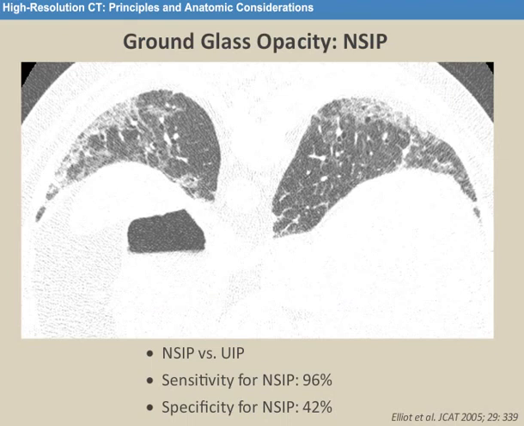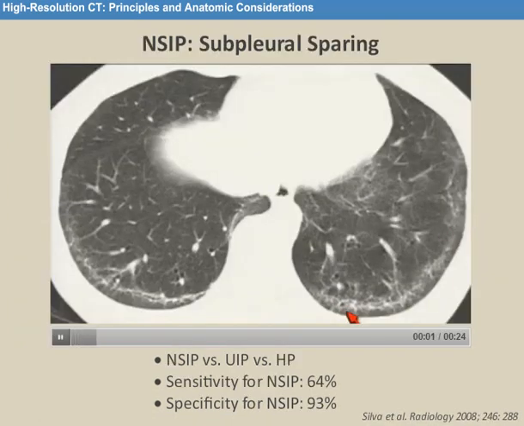It turns out it's not all that good. It may be fairly sensitive, but it's not specific for NSIP at all. I think this has to do with differences in the way we call ground glass. I call it differently than maybe many people do here. So ground glass is not a really useful distinguishing feature. But certainly subpleural sparing is a very, very good way of distinguishing UIP from NSIP.